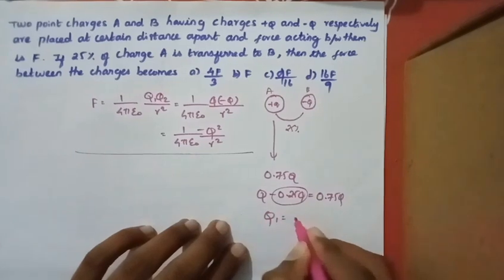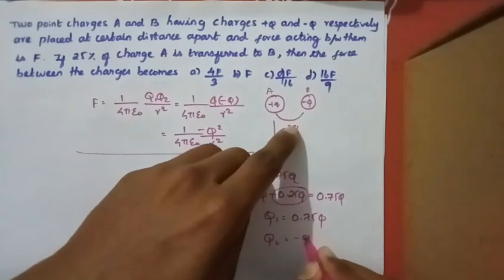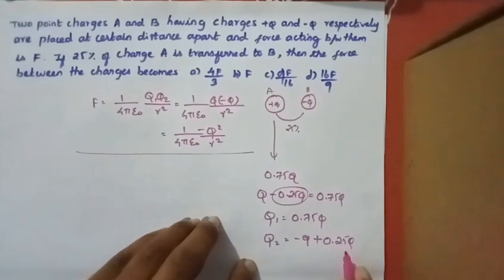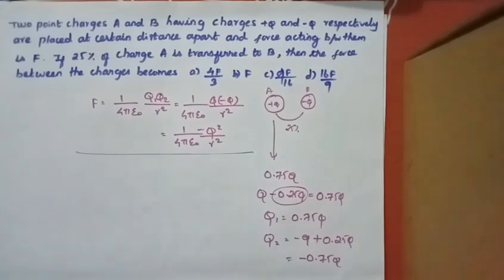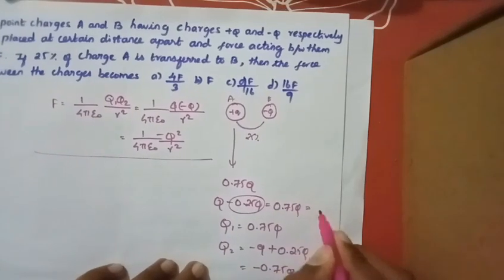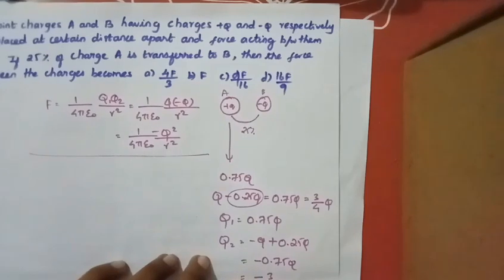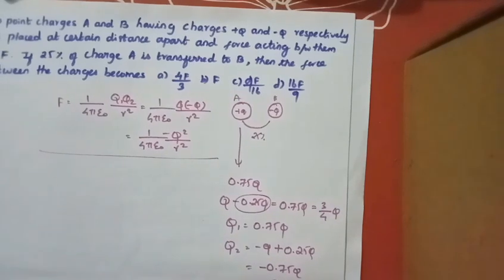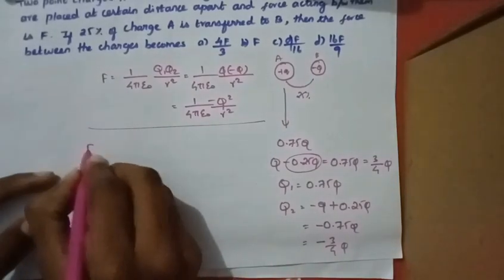So the new Q1 is 0.75 Q and the new Q2 will become, already minus Q charge is there, we are adding plus 0.25 Q from charge A, so the total charge will become minus 0.75 Q. For simplification we can write 0.75 as 3 by 4 Q, and this one as minus 3 by 4 Q. So the new Q1 is 3 by 4 Q and the new Q2 is minus 3 by 4 Q. So just substitute the values, and the new force between them is F1.